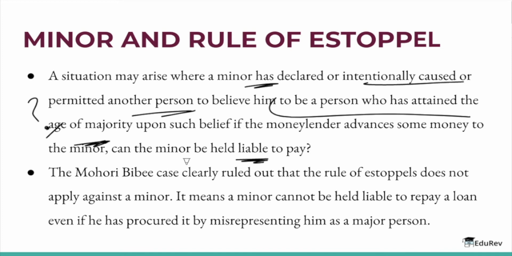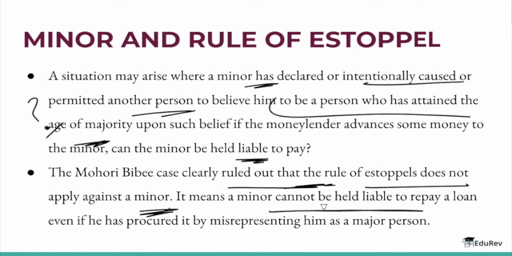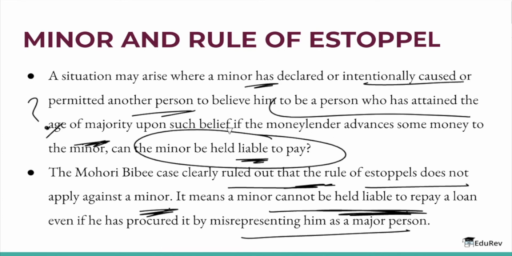Now, the Mohori case, which we just discussed, clearly ruled out that the rule of estoppel does not apply against a minor. It means that the minor cannot be held liable to repay a loan even if he has procured it by misrepresenting himself as a major person. So the answer to this question, is the minor liable to pay, is no.